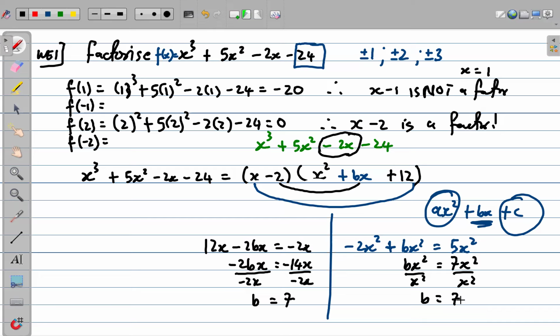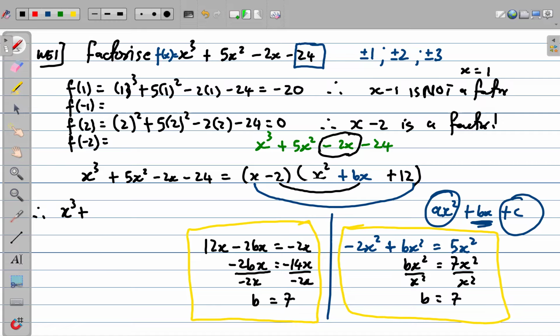So you don't have to do both. You just have to choose one. If you prefer working with the x terms, it's okay. Choose the x terms. If you prefer working with the squared terms, it's fine. Choose the x squared terms. But the bottom line is this. We have found the trinomial. It means then we can do the following. We can say, well, x cubed plus 5x squared minus 2x minus 24 is equal to x minus 2 into x squared plus, remember b is 7, so plus 7x plus 12.